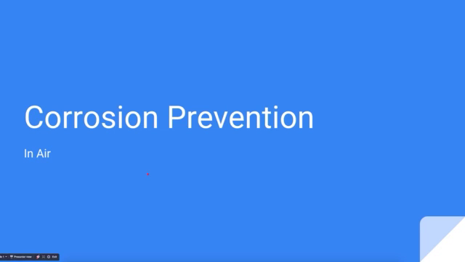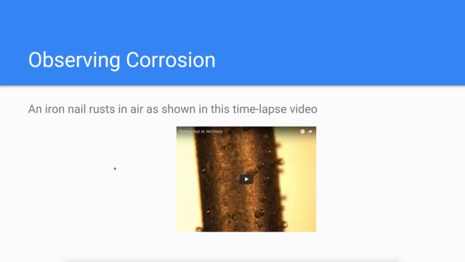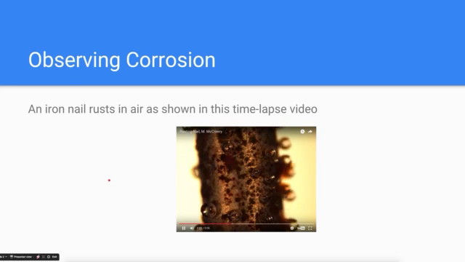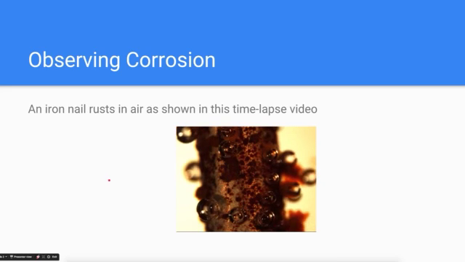This is going to be a short video to help us think about controlled variables in an experiment. So we're going to use corrosion prevention in air as an example. An iron nail certainly rusts in the presence of air and water. And this is a quick time-lapse video to illustrate that and remind us of it.